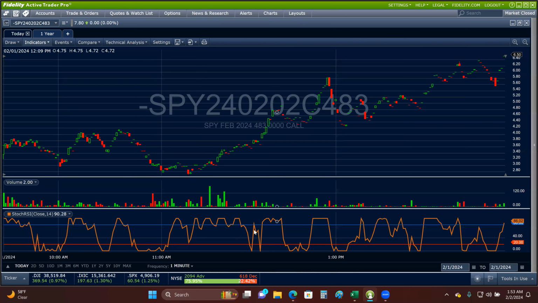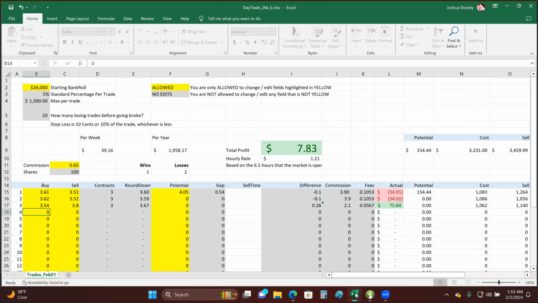$3.80. It immediately goes back down. It's 0 again on the stochastic RSI indicator, and that low there is $3.66. So I'm going to get in again, $3.66.